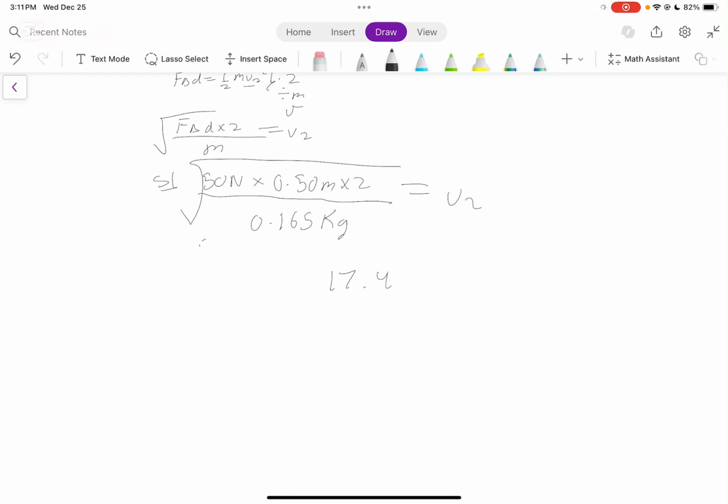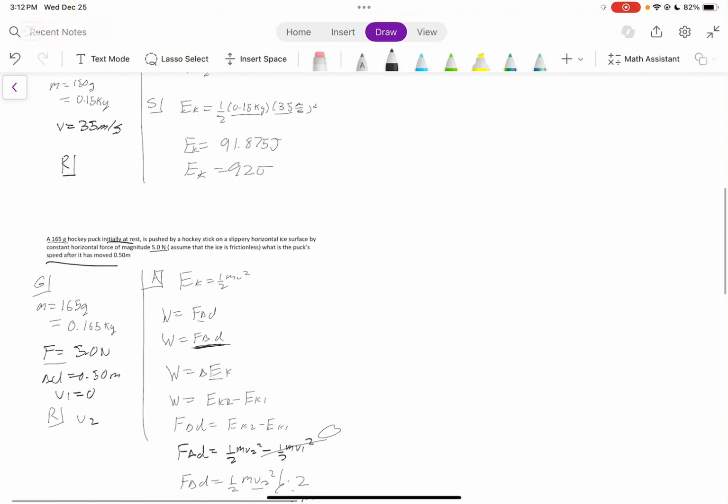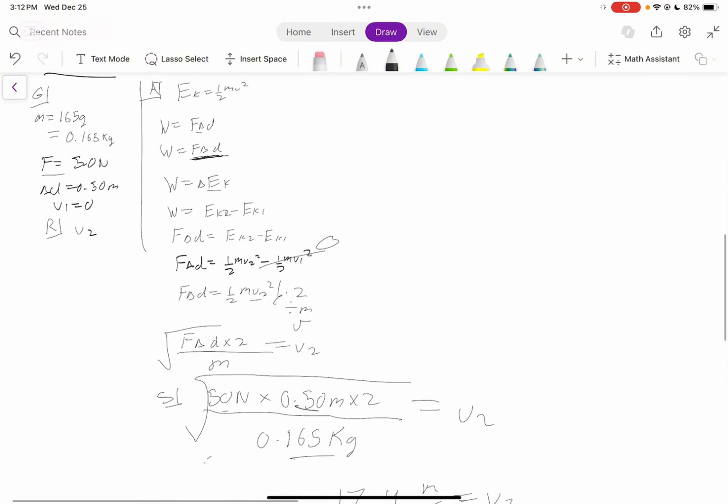17.4 meters per second is equal to V2. And let's round off to 2 significant digits since we have 2 everywhere else. So we have 17 meters per second is equal to V2. And that's basically how we work with kinetic energy. That's the first part of our energy lesson.